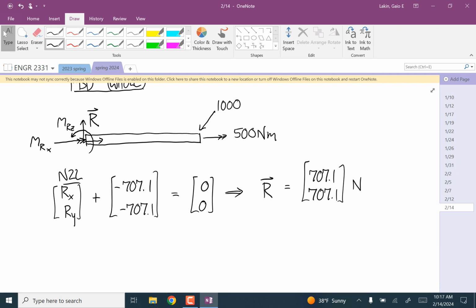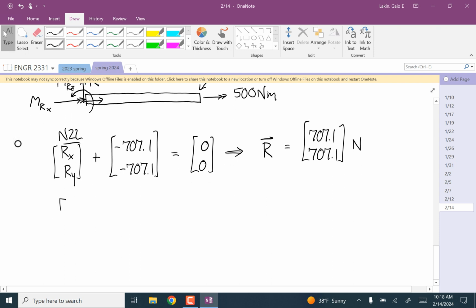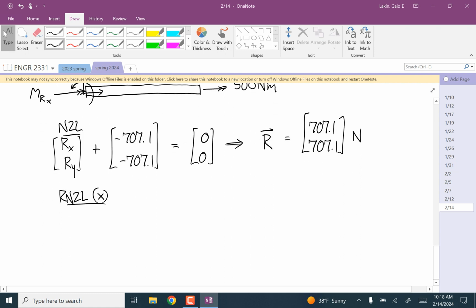And now we'll do the moment equation, but I'm just going to do it component by component. You could do it as a vector, but the y component is always going to be 0 equals 0 anyways. So we'll do rotational Newton's second law about the x-axis. And these are all just couples. So what we have here is MRX plus 500 is equal to 0. So MRX is equal to negative 500.